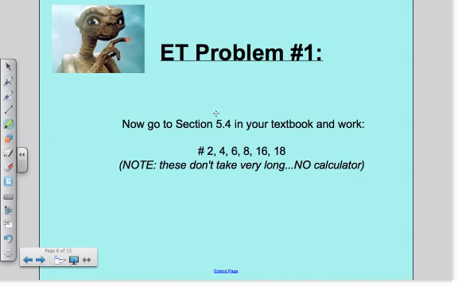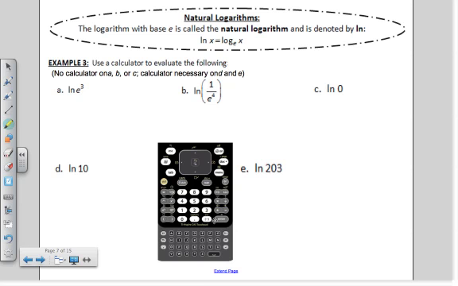All right, so first problem, go to section 5.4 and work these problems. These really don't take very long, as you can tell. They're really fast. And no calculator.